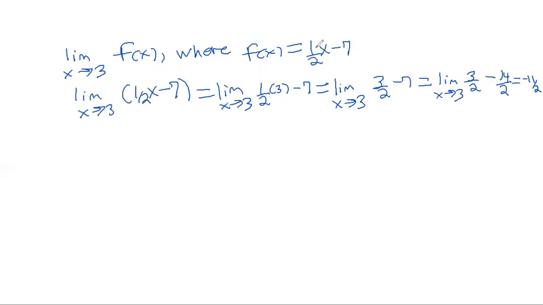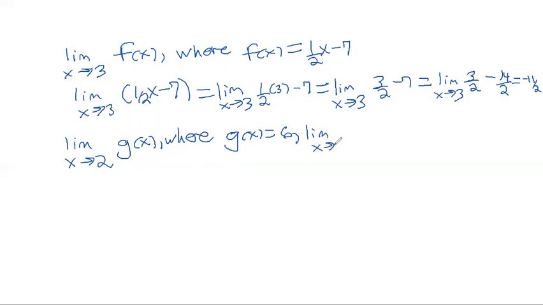So now let's look at another example. Suppose now I have another one that says the limit as x approaches 2 for g of x, where g of x equals 6. Okay. So if I take the limit as x approaches 2 for g of x, which is equal to 6, well, it equals 6 because there's no x value for me to plug 2 into. So it's a constant function. So no matter what, it's always going to be 6.